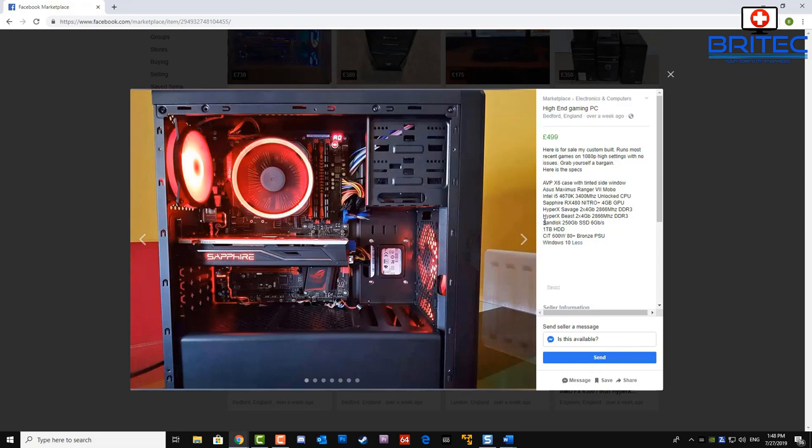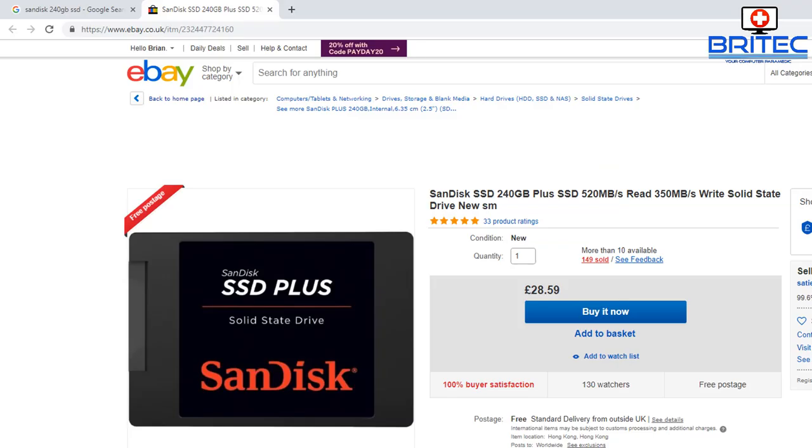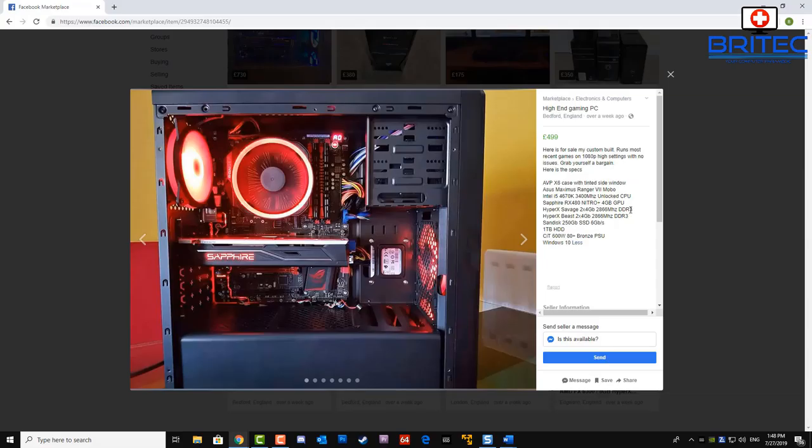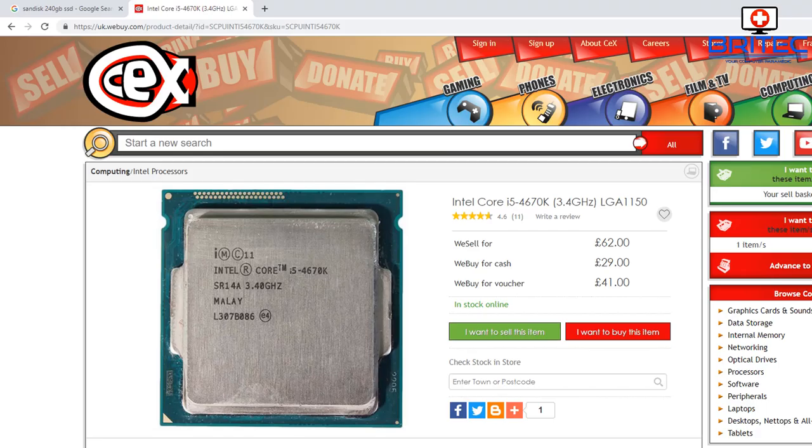This one's a 600 watt in here, bronze certified. You got the SanDisk 250 gigabyte, it's probably a 240, and you got a bunch of other stuff in here. You can see that's only £28. So when you start totting this stuff up, it isn't really that much worth buying.